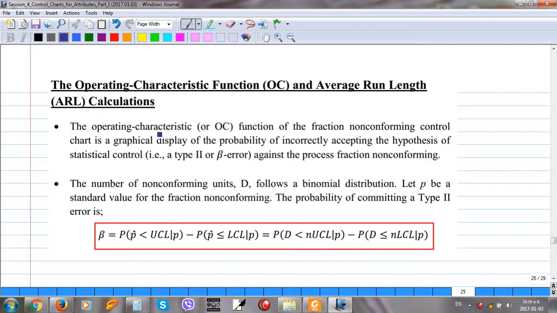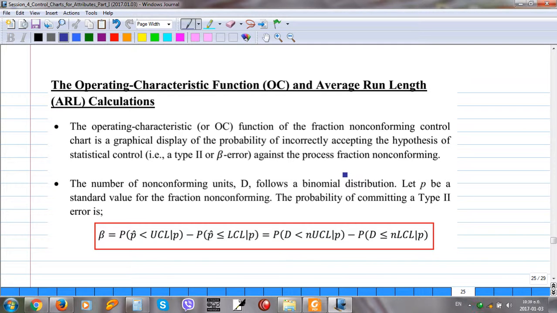The operating characteristic or OC function of the fraction non-conforming control chart is a graphical display of the probability of incorrectly accepting the hypothesis of statistical control, that is type 2 error or the beta error, against the process fraction non-conforming. So for the beta error in this chapter also, you have to find the number of non-conforming units, which we called D, and it follows a binomial distribution, right? Normally I explained at the beginning, these things follow the binomial distribution.